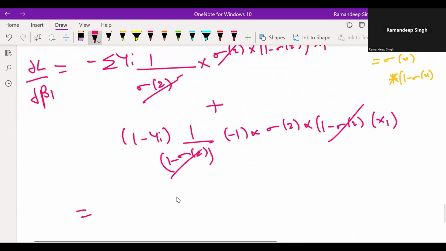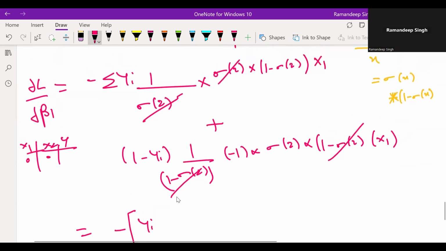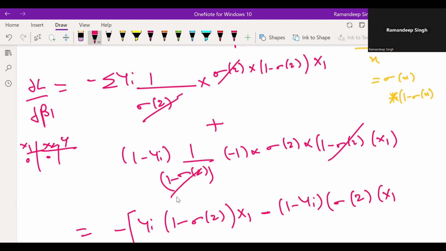So I can write it as negative summation. And let's say I don't need the summation since I am assuming that there is only one data point in my data set. Okay, so I have only 1 point, so I don't need this summation. So it will become yi multiplied by 1 minus sigmoid of z into x1 plus, or this negative sign will come out, negative 1 minus yi multiplied by sigmoid of z into x1, right?